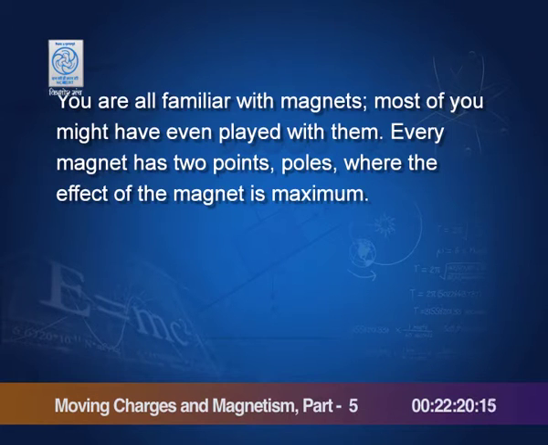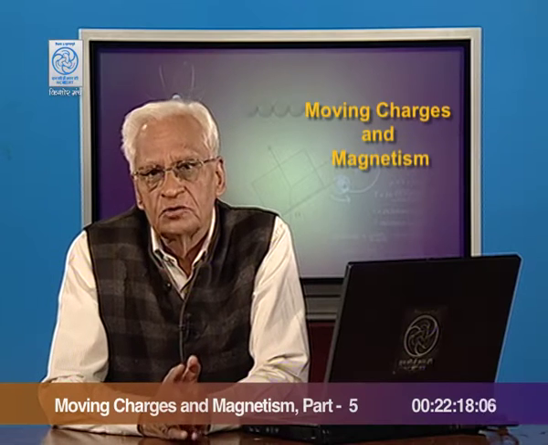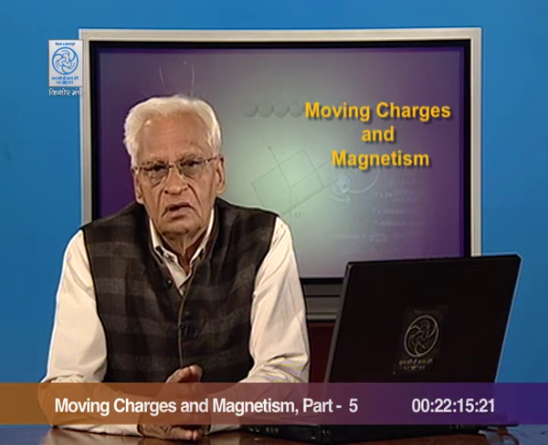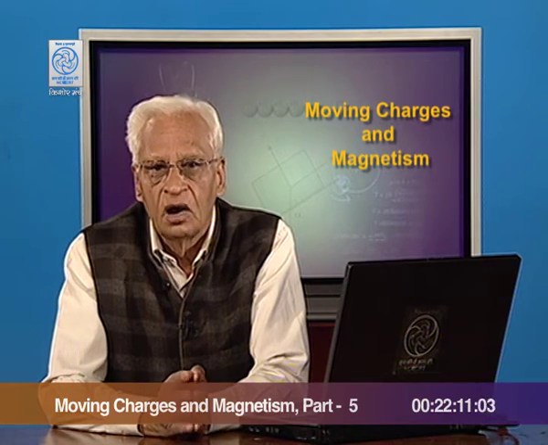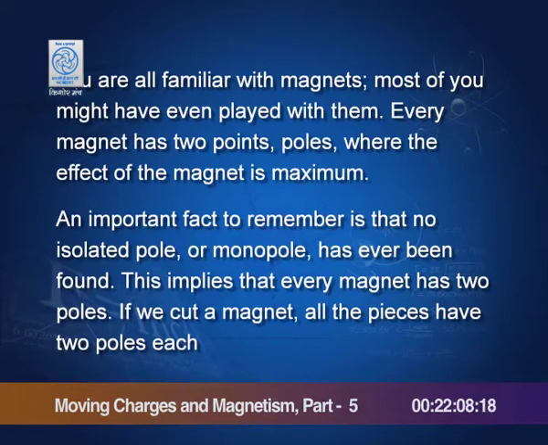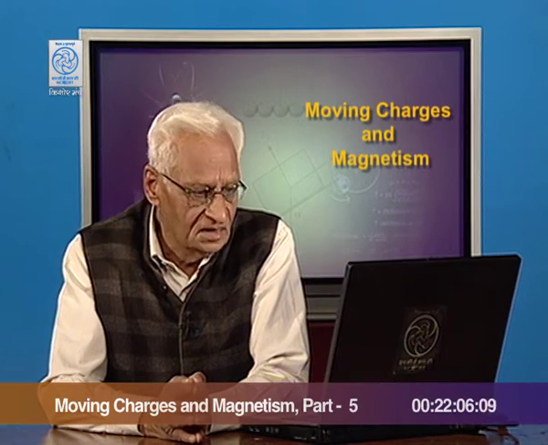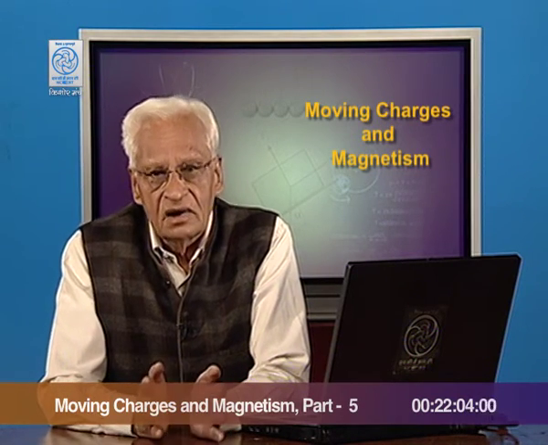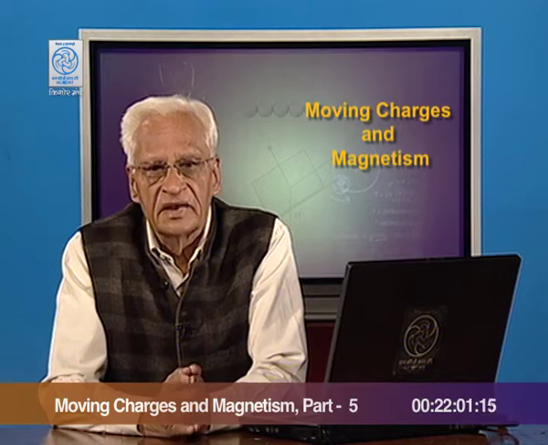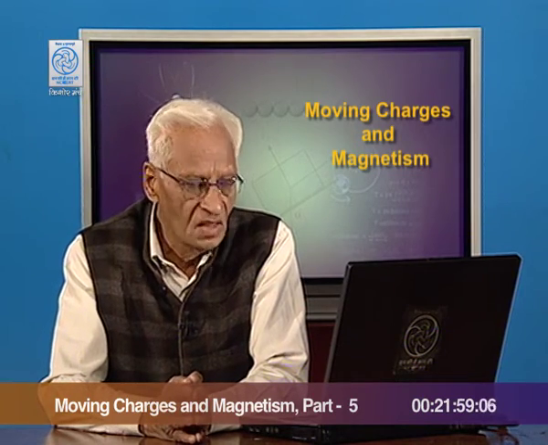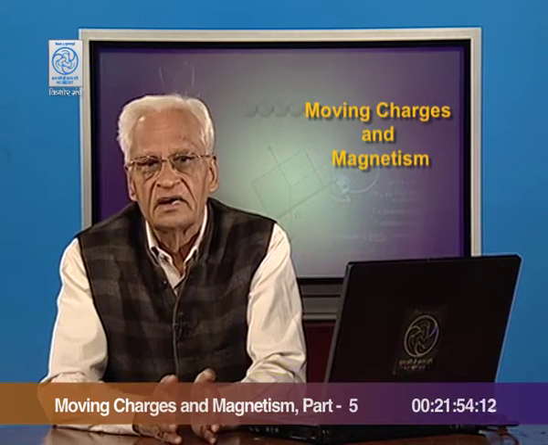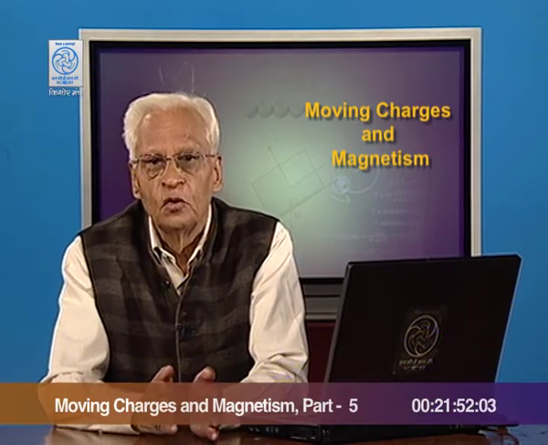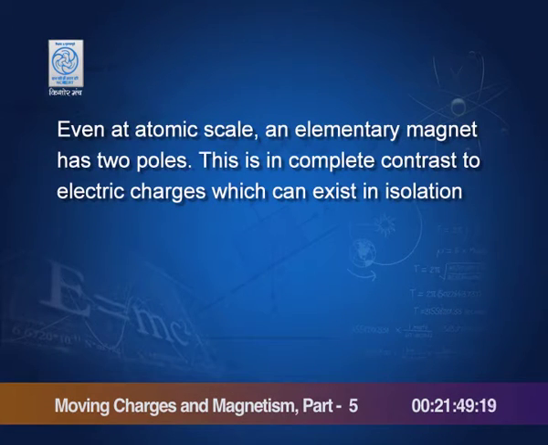Every magnet has two poles. An important fact to remember is that no magnet has ever been found with one pole, or an isolated pole called a monopole. This implies that whatever the conditions, each magnet must have two poles. If we cut a magnet, the two portions of that cut magnet also have two poles each. Even at atomic scale, an elementary magnet has two poles.